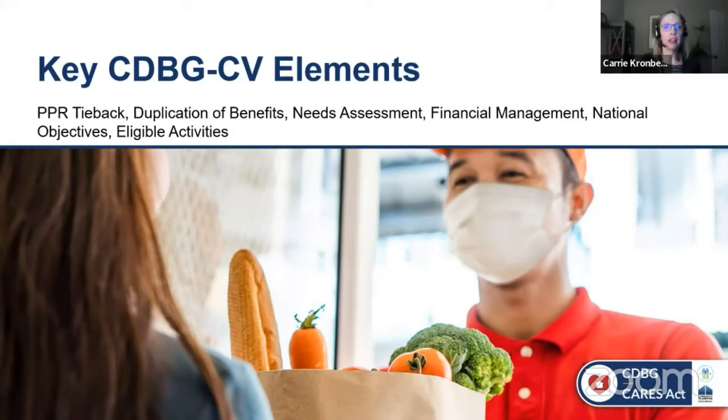I'm really impressed and happy to see that it looks like roughly a third of you did develop policies and procedures right away. I think where we were with how crazy everything was at the time, it wasn't necessarily at the top of everyone's mind. So kudos to you. Okay, so now we'll talk about some of those key CDBG-CV elements and how those relate and impact policies and procedures that you need.